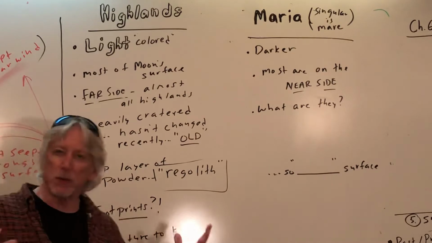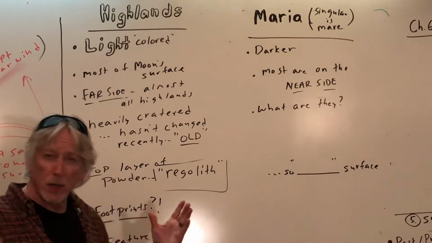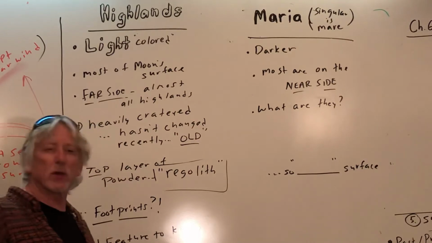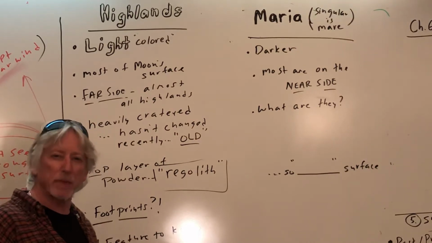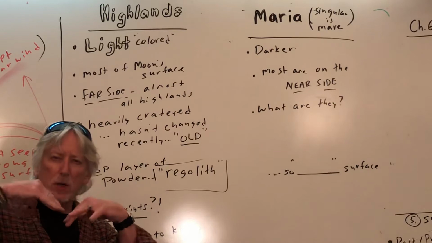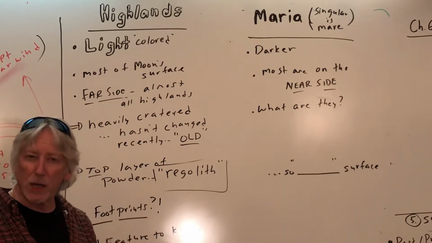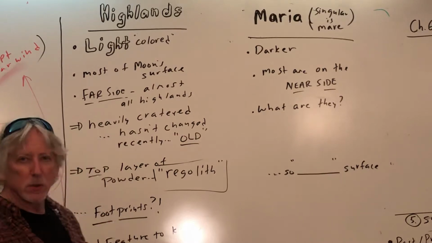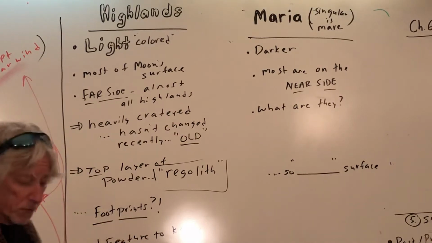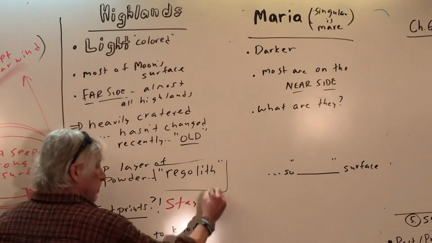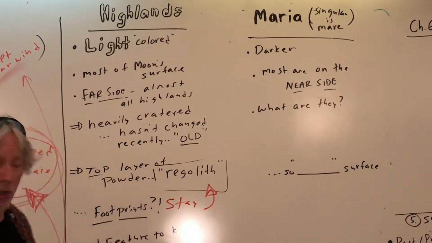So, perihelion. Take your charcoal powder, put it on the ground, make a pile, and step in it. That charcoal powder is jagged like this, and your boot print will stay. Of course, on Earth, the wind will sweep it away. So footprints stay on the moon because of the lack of erosion.